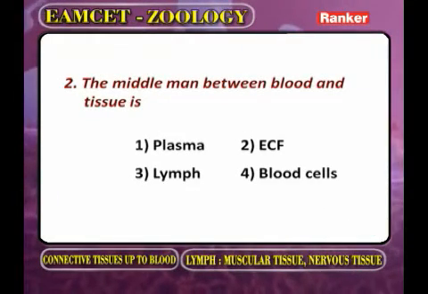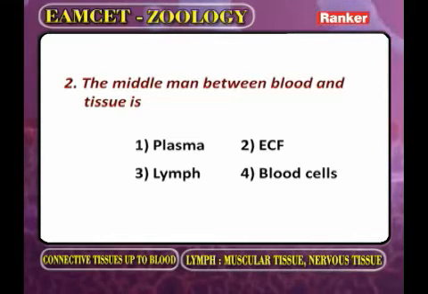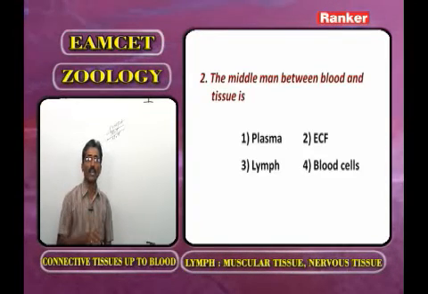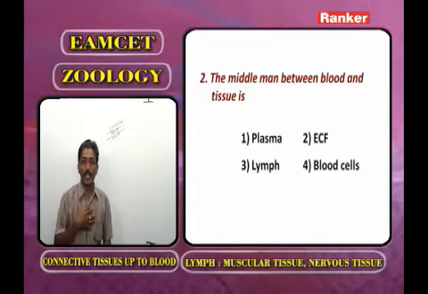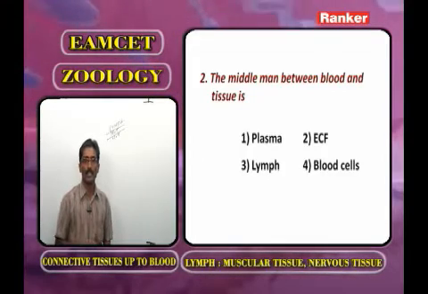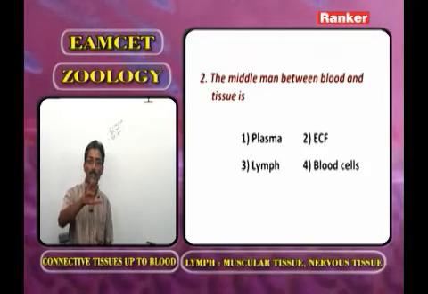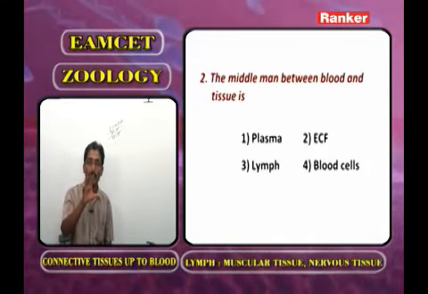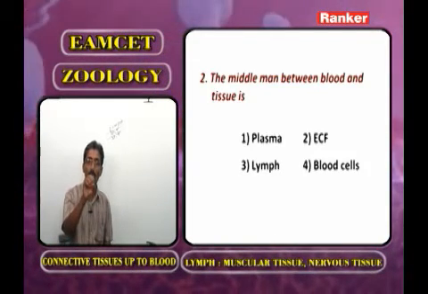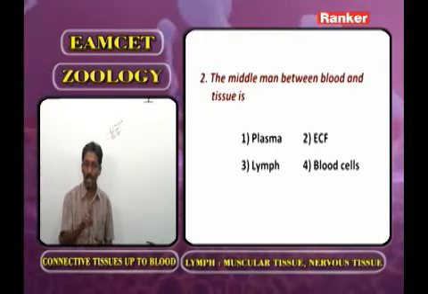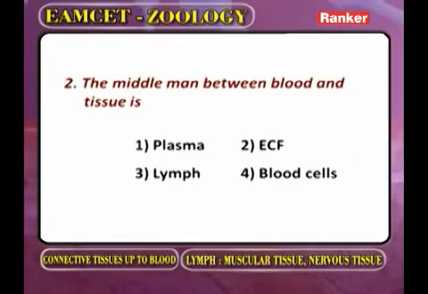The middleman between blood and tissues. In our body, as we observe the body of vertebrates, for your kind information regarding the mammals, the blood is transported to every part of the body, but some parts in our body receive the blood in the form of the lymph. Now the middleman between the blood and tissue is, one we call plasma, one ECF, one lymph, and the last one blood cells.